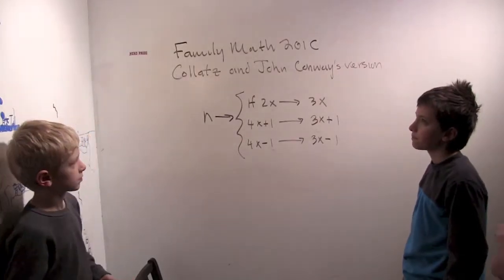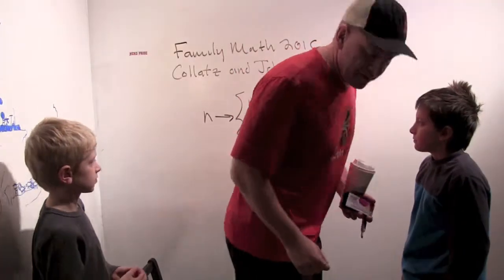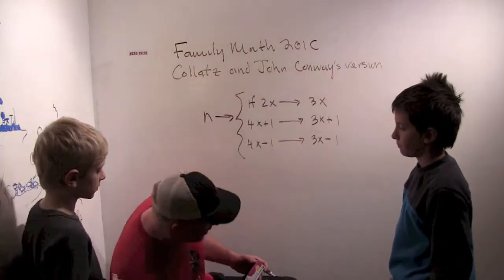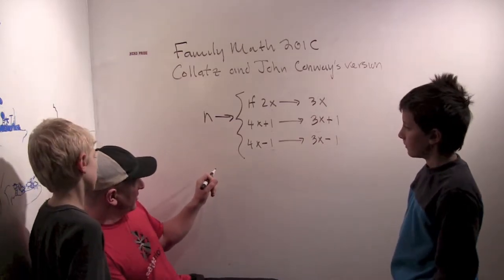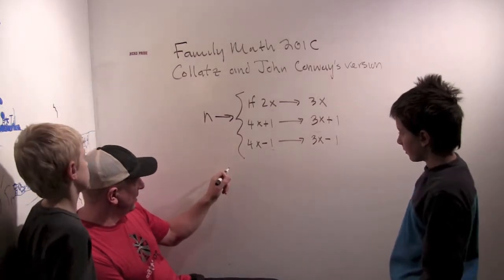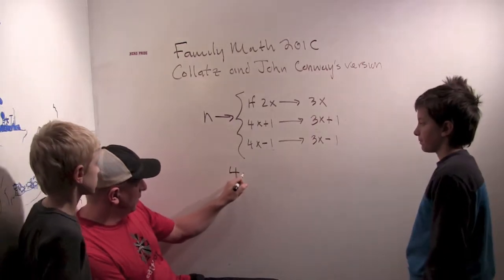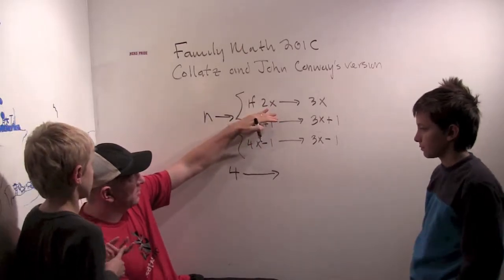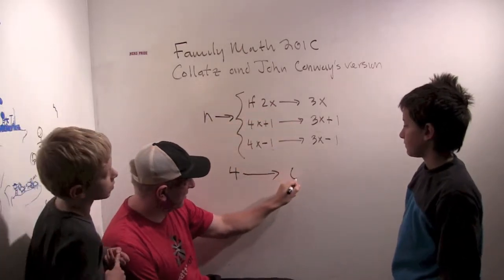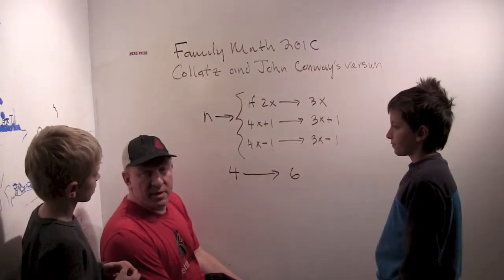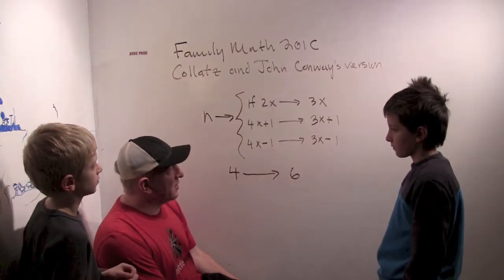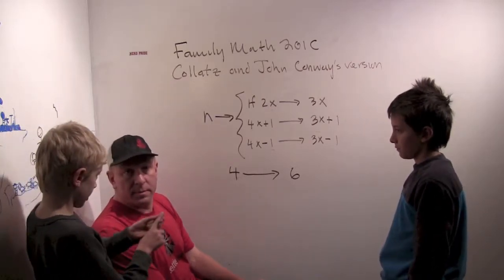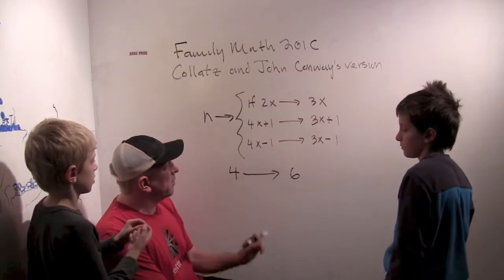Okay, so here's one other really neat property about Conway's sequence that's different than the Collatz conjecture. Just like in the Collatz conjecture, if I have any number here, like 4, we can see where it goes. In this case, it's even, so it's 2 times 2, so we send it to 3 times 2, which is 6. But what's different about this than the Collatz conjecture is, I don't think it ever goes to 1. Well, this one doesn't go to 1.